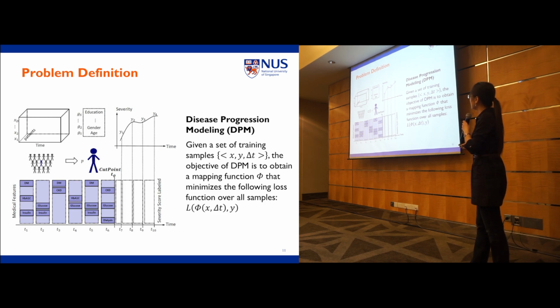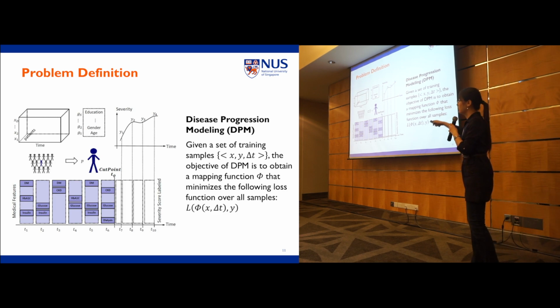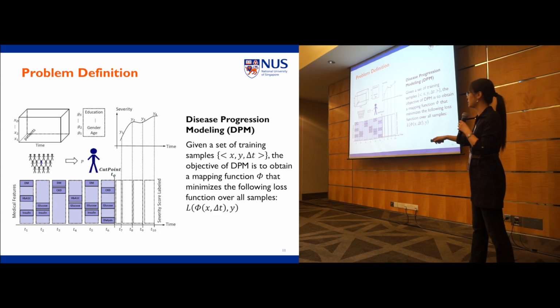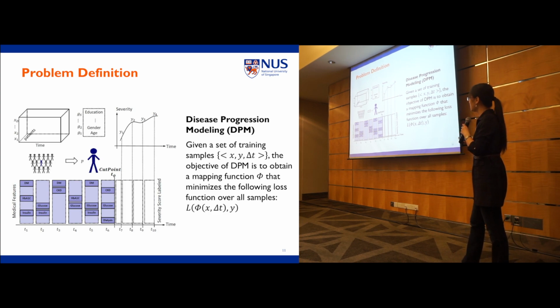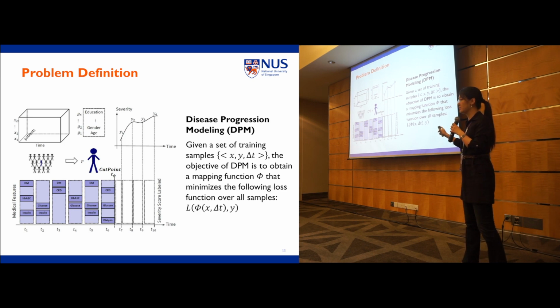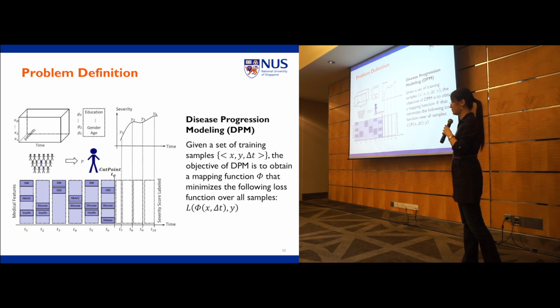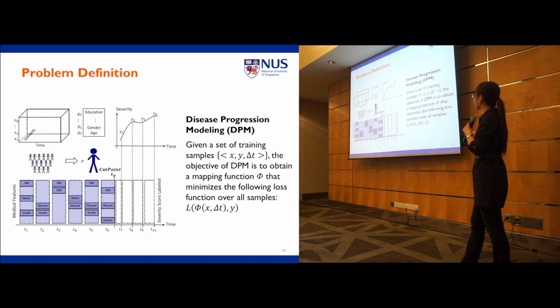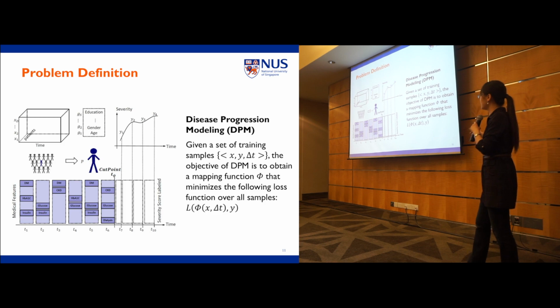So formally, we are given a set of examples in the form of a triple composed of X, which is all the known medical features in the history, Y, which is the future severity we want to predict, and the delta T, which is the time span between our future Y and the cut point. The objective of our disease progression modeling is to obtain the mapping function phi, which can minimize our defined loss function over all the training samples.